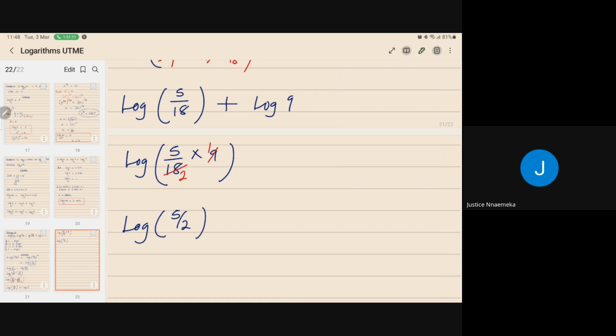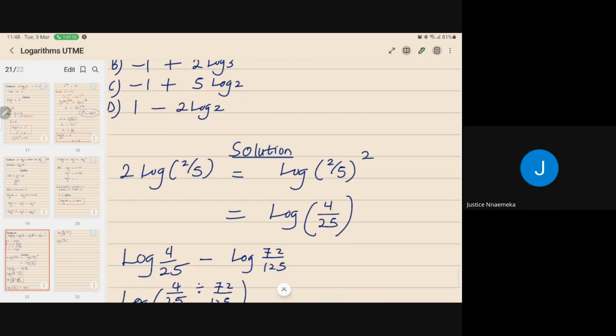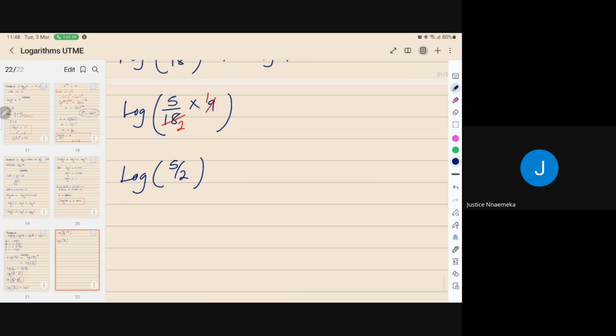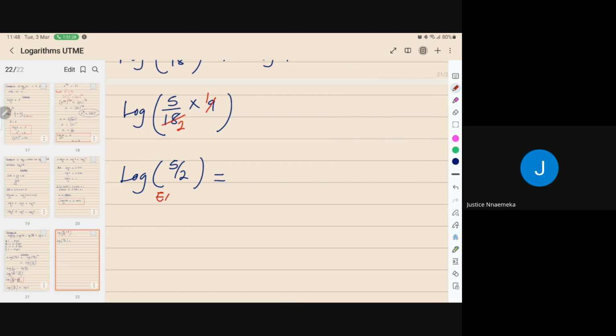Now let's look at our options. We'll see that the options are not in division form. We'll have to go back again and break this down further. So this is also equal to applying your expansion now. So expand. I'm going to expand it. It's condensed at the moment. So let's expand.